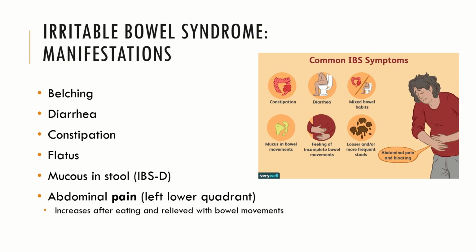Like I said previously, IBS is pretty broad, and depending on the subtype, symptoms are going to present a little differently. Common IBS symptoms are belching, diarrhea, constipation, flatus, mucus in the stool for type D, and abdominal pain in the left lower quadrant that increases after eating and is usually relieved when going to the bathroom.